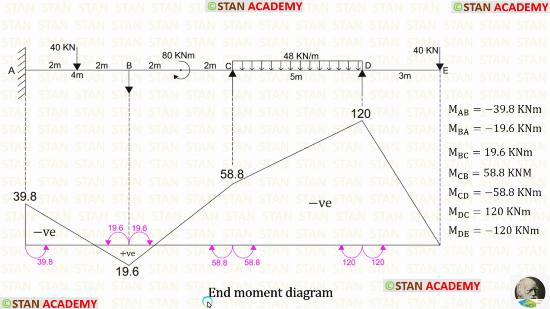Now let us make the end moment diagram. In the direction of the moments, we have to make the diagram. If the end moment diagram comes above this line, that will be negative. If it goes below the line, that will be positive. So here and here it is negative, and here it is positive.